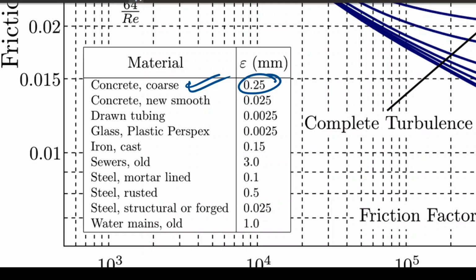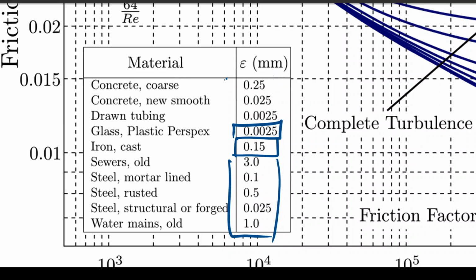Then for drawn tubing, which is the tubes that are made by stretching a bigger tube, then glass and plastic will have very small roughness, so you cannot even feel it. It's very slippery. In cast iron pipes or galvanized iron pipes also, it's approximately 0.15 millimeter, and so on. So for different types of materials, these different values are given like this. Now based on what our problem is, we'll have to first select the material, then select one of these values, and then find out this.